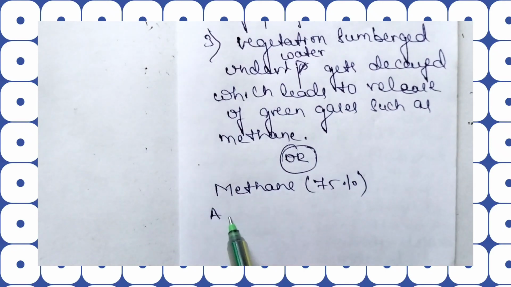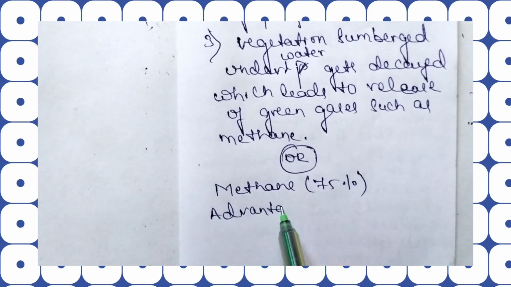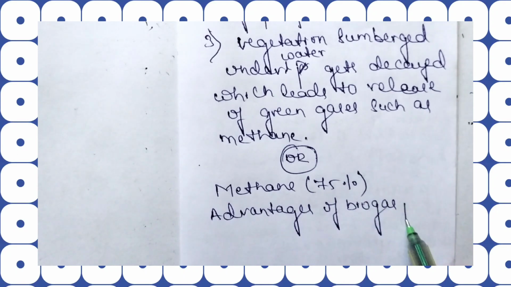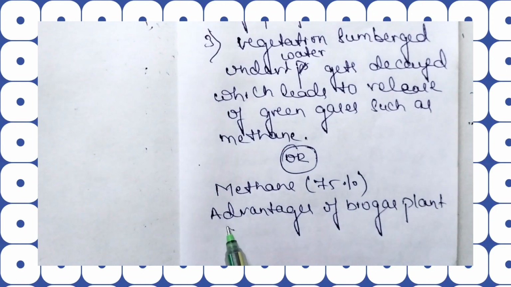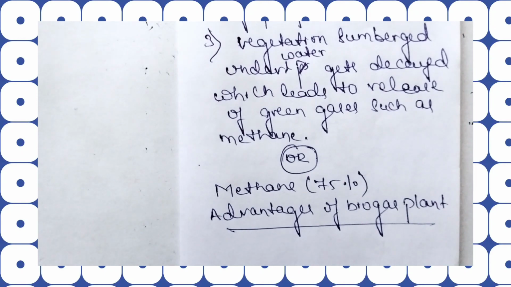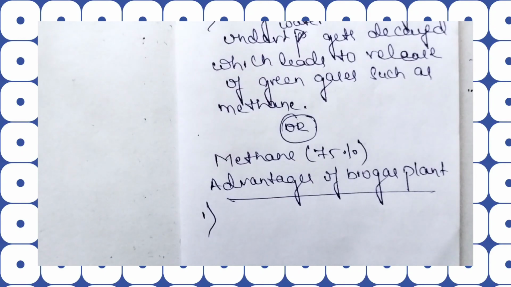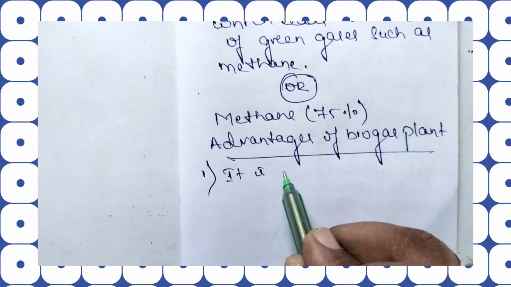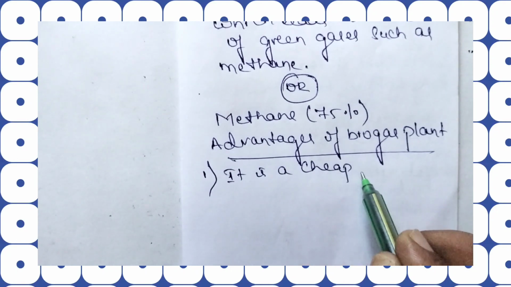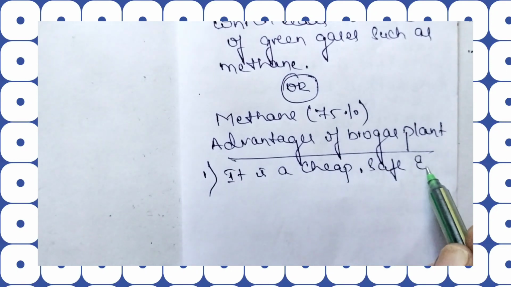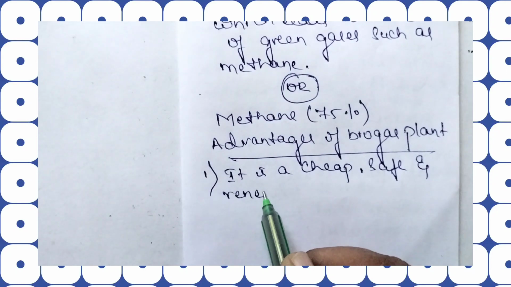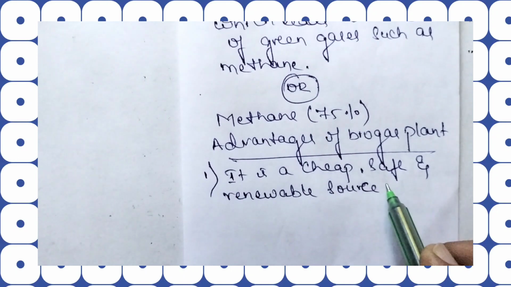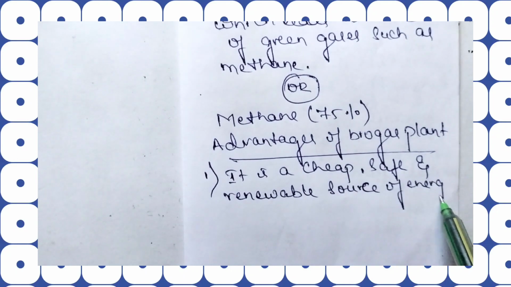Let us make a list of advantages of biogas plant. Now let us list the advantages of biogas plant. It is a cheap, safe and renewable source of energy. This is the first advantage.